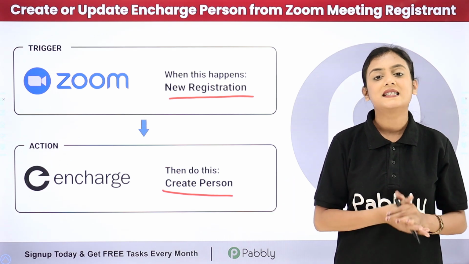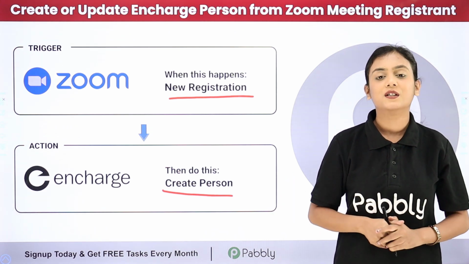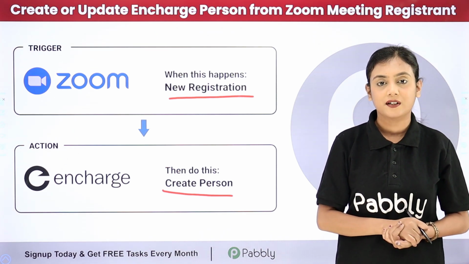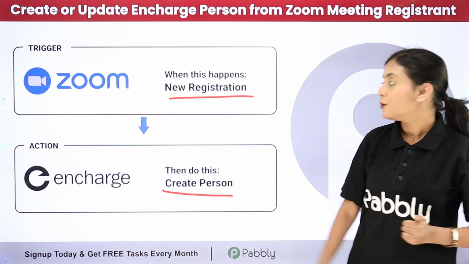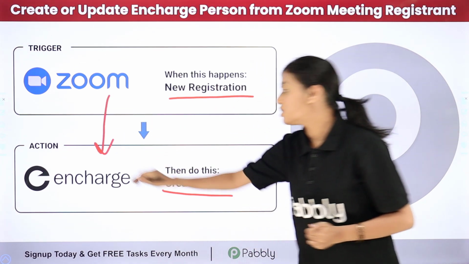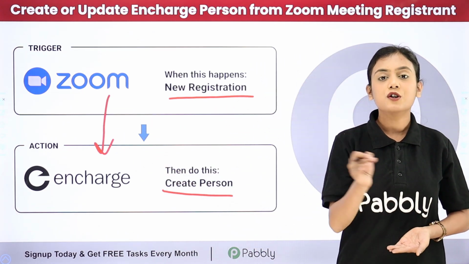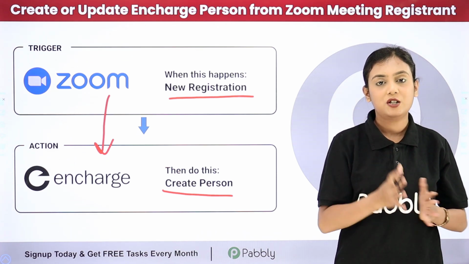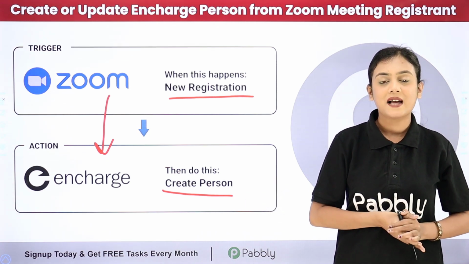So what I did was I simply automated this entire process with the help of Pabbly Connect, which is an amazing automation and integration software. And in this automation, I'm going to build a connection between Zoom and Encharge with the help of it. So if you want to learn about this amazing automation step by step and you want to see how this automation works, then let me take you all to my screen.